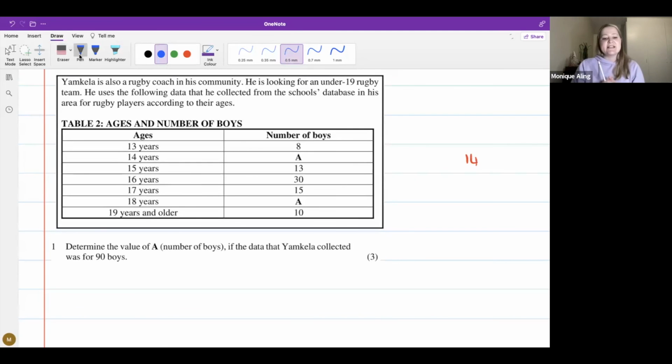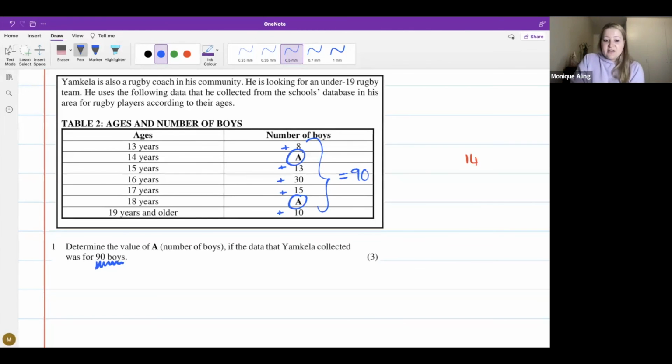What they said is determine the value of A, which is the number of boys. So we're missing the number of boys here and here. They said, what is the value of A if the data collected was for 90 boys? That was our clue there, 90 boys. So if I add all of these up together, it should equal 90.